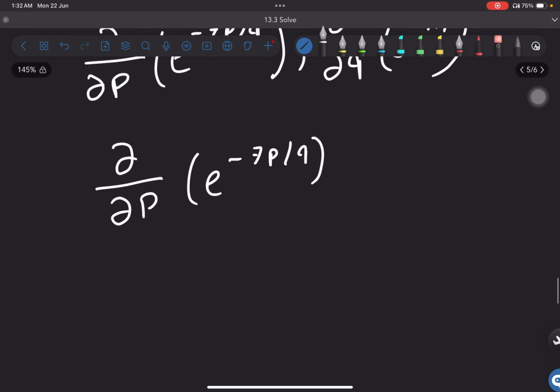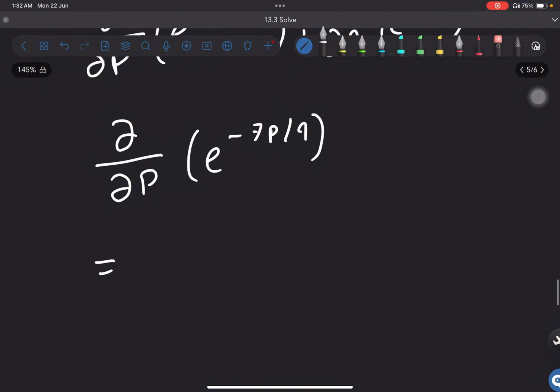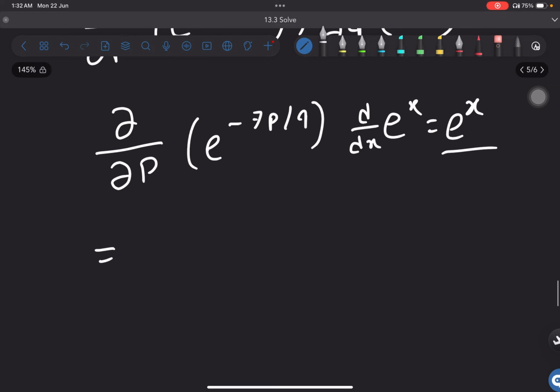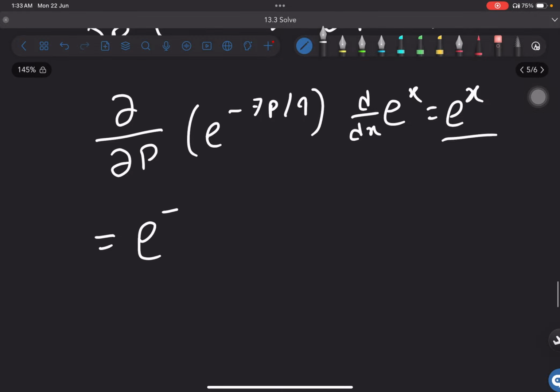Now, what we need to do over here is we know that when we derive something, d dx of e to the power x is simply e to the power x. It does not change. So when it comes to del p, this will remain the same, which is e to the power minus 7p by q.